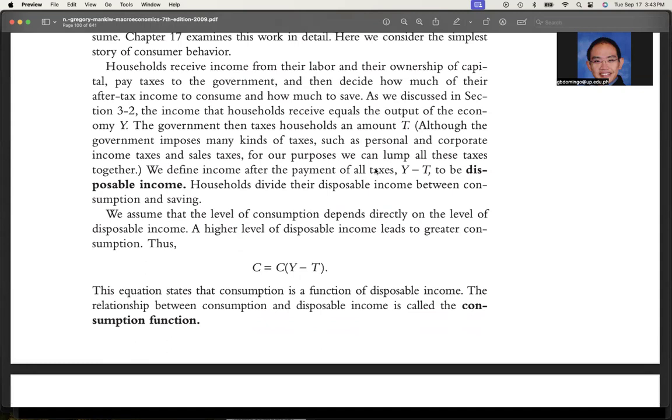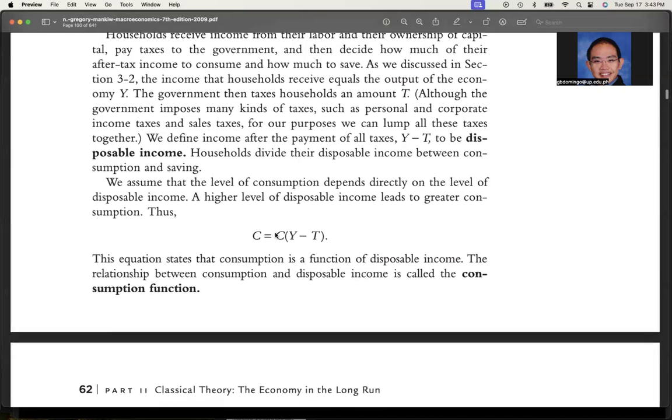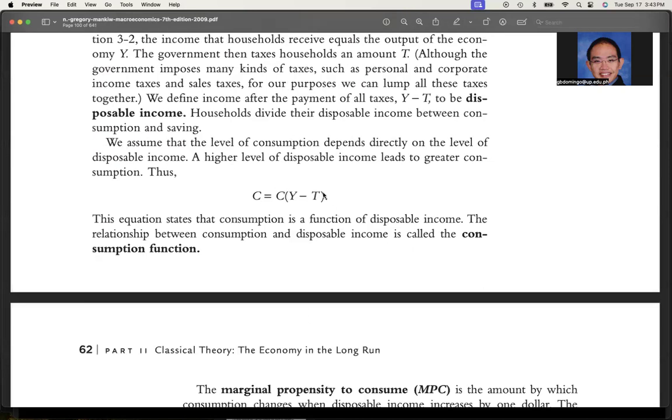We define income after taxes to be Y minus T, and we call that disposable income. And then here we have that consumption is a function of this disposable income. So notice that consumption is not a function of income, but disposable income. So the higher the tax level, the less the disposable income is, and the less consumption is. The more disposable income you have, the more consumption it allows you to have.